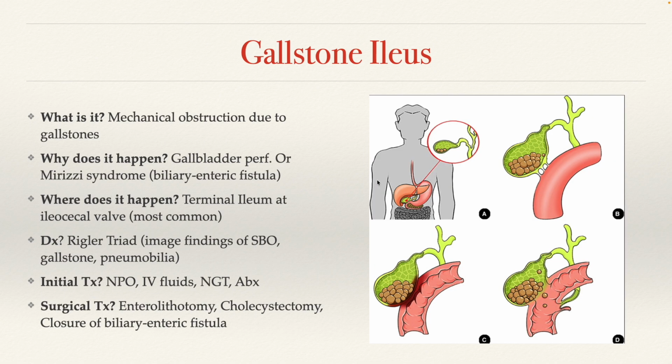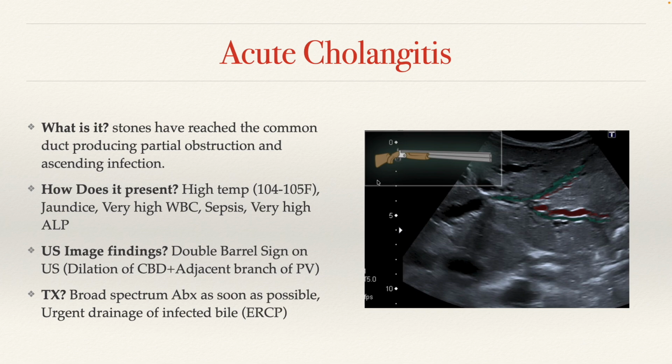Now, let's start with acute cholangitis. So this is a true surgical emergency. Here, the stones obstruct the common bile duct, just like choledocholithiasis, but now we have ascension of bacteria and infection that rapidly spreads. So patients will spike high fevers, often in the 104 to 105 range, jaundice, high WBCs, and signs of sepsis.